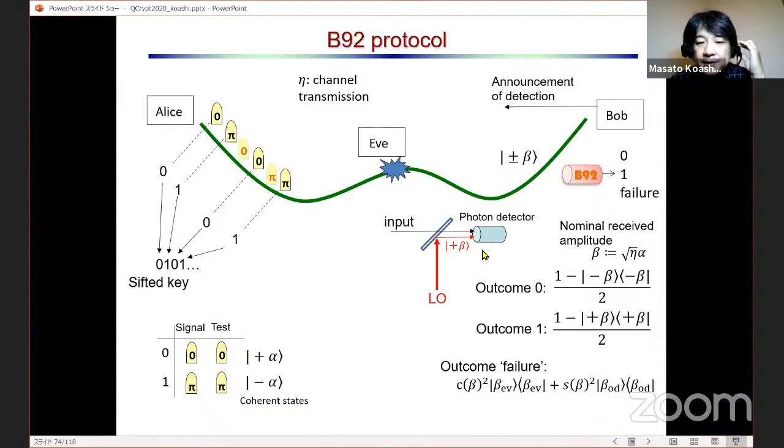The actual implementation is to shine your photon detector with a local oscillator with amplitude plus beta. In this case, if the input state is minus beta, then interference completely cancels this light, so this detector should not click. That means that if this detector clicks, then the incoming state is not minus beta, so the bit is not 1. So you are sure that the original bit value is 0. This is the idea in the B92 measurement.